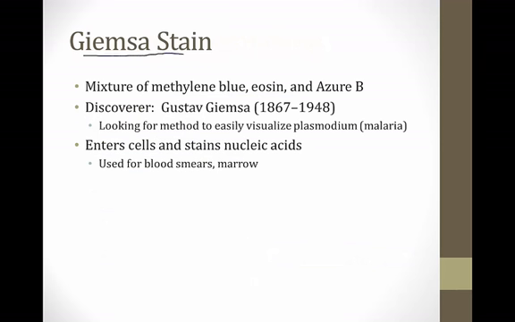The next stain is called the Giemsa stain. This is a mixture of methylene blue, eosin, and azure B. Its discoverer was a guy named Gustav Giemsa, and in the late 1800s and early 1900s he was looking for a way to visualize Plasmodium, which is the protozoa that causes malaria. You may know that Plasmodium is intracellular. It lives inside hepatocytes and red blood cells.